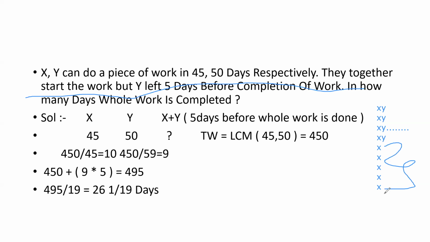5 days of work of Y. One day Y can do 9 units, so 5 days is 45 units. So we add 45 to the total work. We get 450 plus 45 that equals 495.